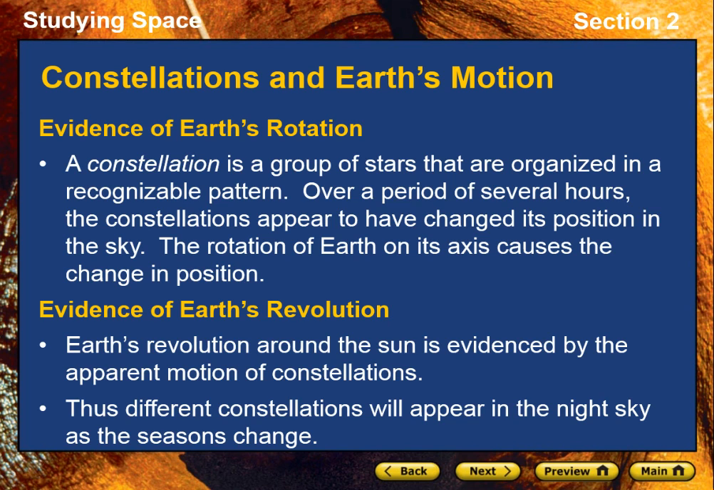Many of the names given to these constellations came from the ancient Greeks more than 2,000 years ago. Taurus, the bull, and Orion, the hunter, are some examples of names from Greek mythology that have been given to the constellations.